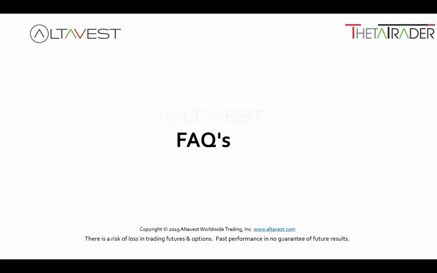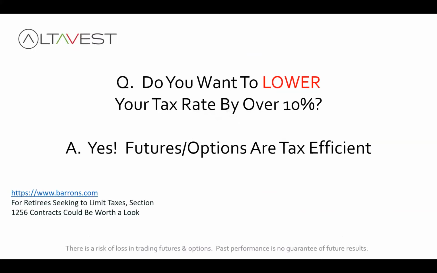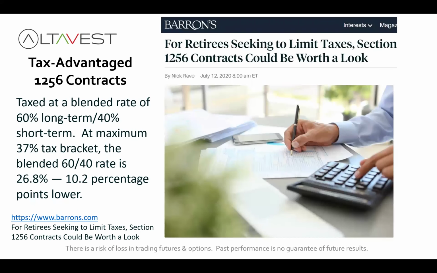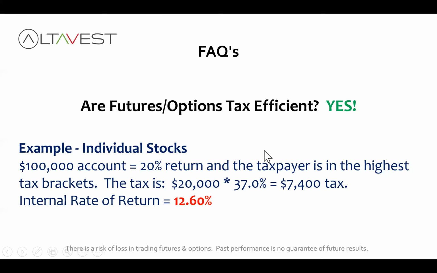Let me see here. Oh yeah, here's a good one. Do you want to lower your tax rate by over 10%? Yes, I'm sure you do. And do that with futures and options. They're tax efficient. If you weren't familiar, the SEC calls them Section 1256 contracts. So you're taxed at a blended rate where 60% of the gains are taxed at the long-term cap gains rate. So basically it ends up being a blended rate that's 10.2% lower than if you were just trading individual stocks.